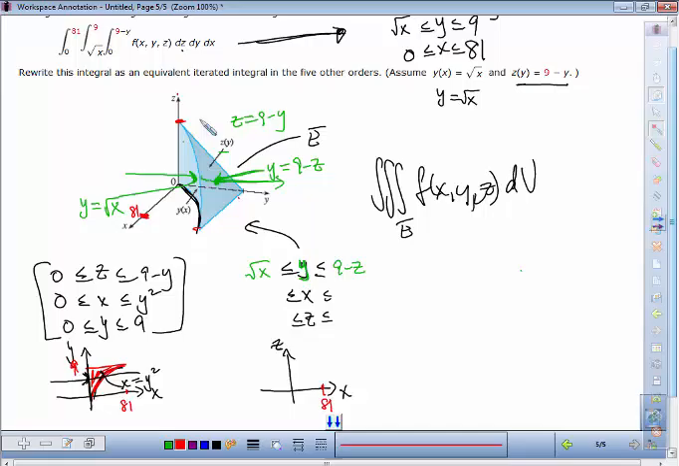What? 9? How did you guys get 9? So this is when both x and y are equal to 0, and it looks like it's associated with this plane. And so when y is equal to 0, z is equal to 9. So that is going to be my upper limit over here.